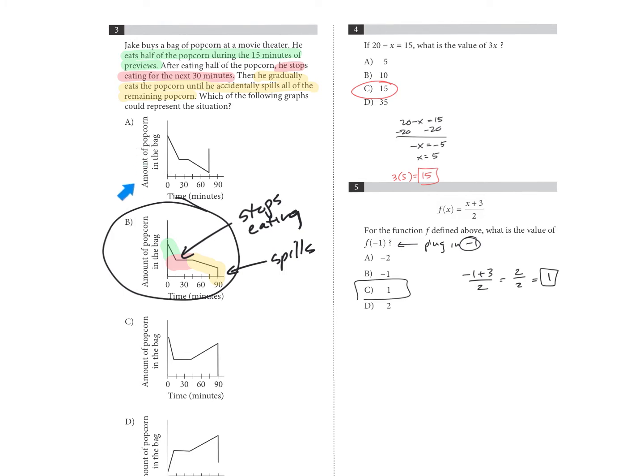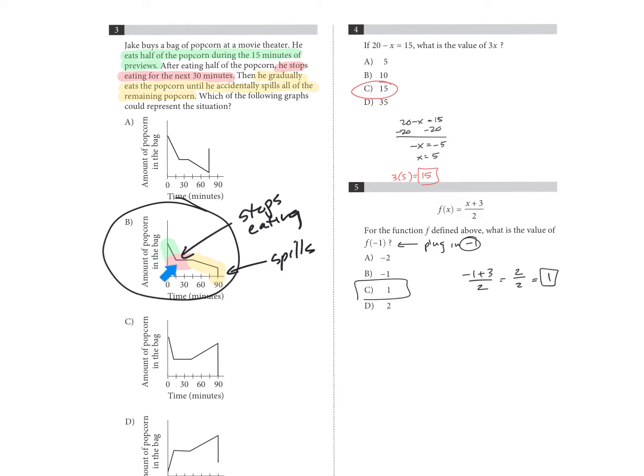In this case, they do define the x and y axes. This is time, and this is the amount of popcorn in the bag. So I think about it: he's eating for the first 15 and then stops. This one's kind of close. He stops, but he only stops for 15 minutes, keeps eating, and then he dumps it out. So there should be 0, but for some reason it goes straight up, so it can't be A.